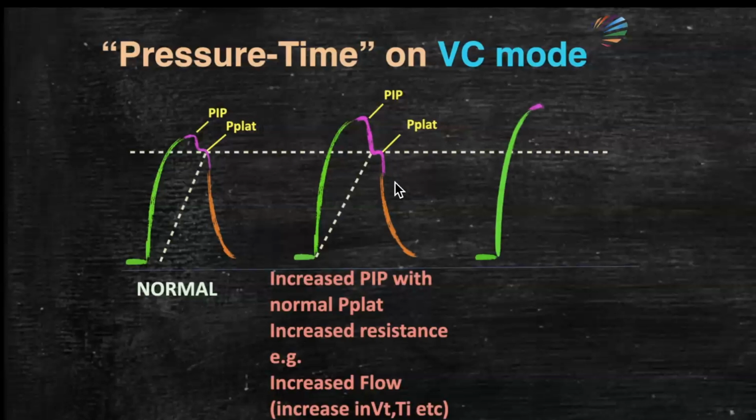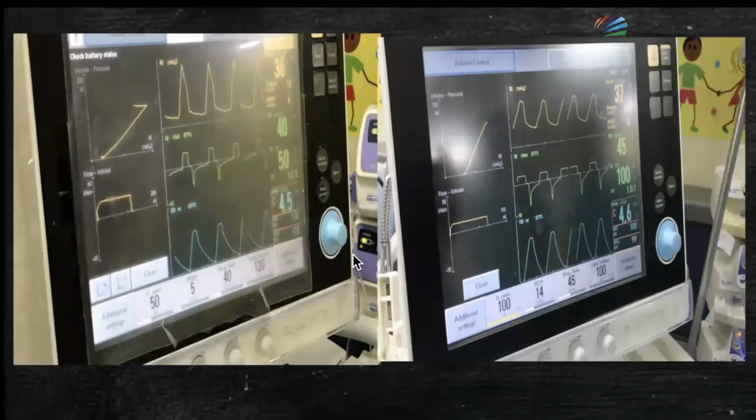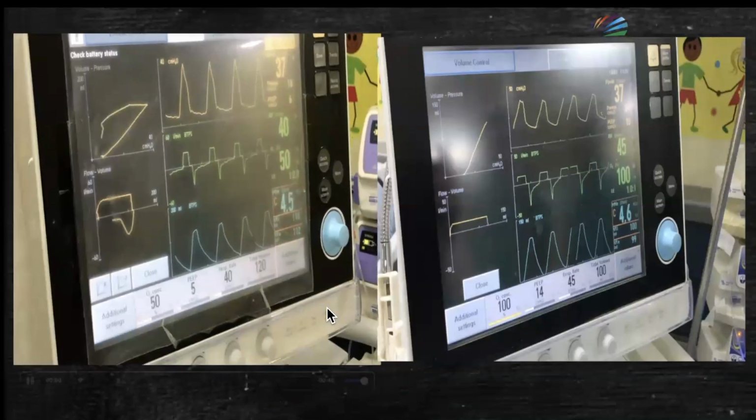And when there is a poor compliance like pulmonary edema or ARDS, you will see the difference between PIP and P plateau will not be much, but P plateau is higher than the rest of the things. So this is a sign of poor compliance, and the middle one is increased airway resistance. So you can look at the morphology of pressure time scalar and decide about the clinical situation.